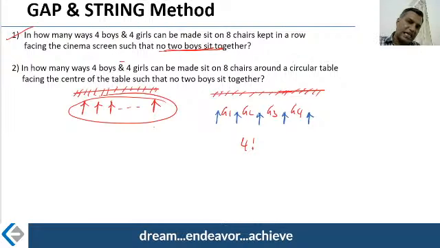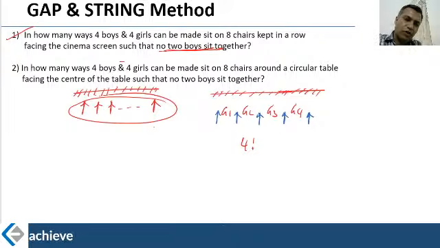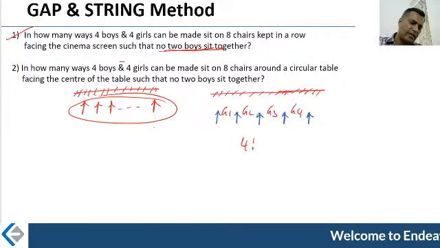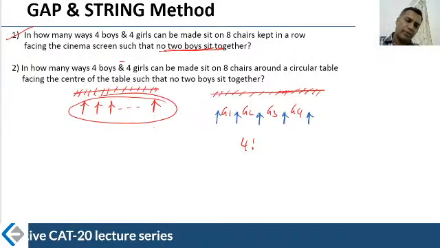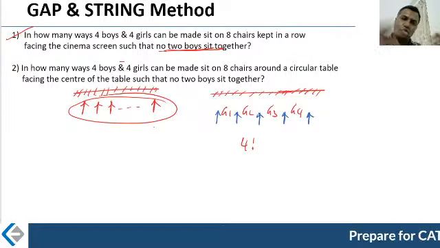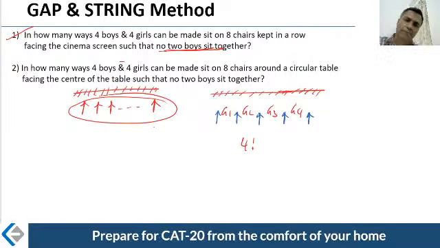As of now there is no gap. These 4 people are sitting neck to neck because they have no idea that the boys will come and sit in between them. But wherever a boy wants, you will request the girls to move a little aside, because there is a limitation that no 2 boys should sit together. So the girls will make space for them.